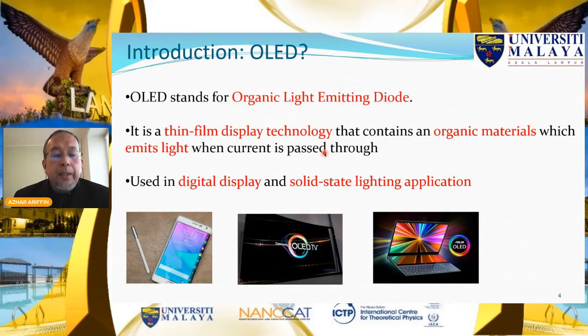Just a basic introduction for those who did not know what OLED is all about. OLED stands for organic light emitting diode. So that is the short form for OLED, and the full name is organic light emitting diode. From the name, you know that the material used to make this is an organic material. It is a thin film display technology that contains an organic material which emits light when current is passed through. It is mostly used in digital displays, for example, your smartphone. And now it's also been used widely in solid state lighting applications. You can also buy a laptop with a display made of OLED material.